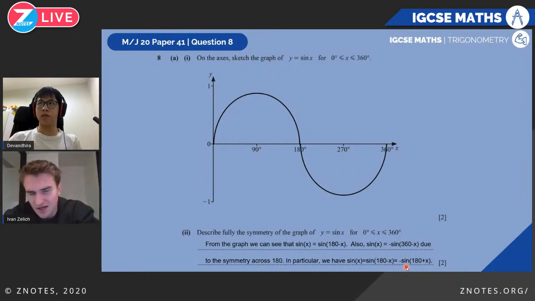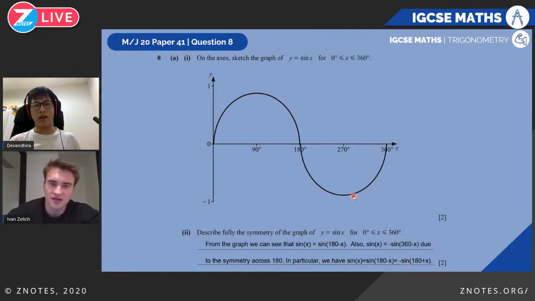It's 2 marks. Any other symmetries you would say, Devan? Oh, yeah. There's a rotational symmetry at 180. I think that's more simple. A rotational symmetry, order 2, at 180. Okay. So you mean around 180, you rotate this and you get there. Is that right? It's half.